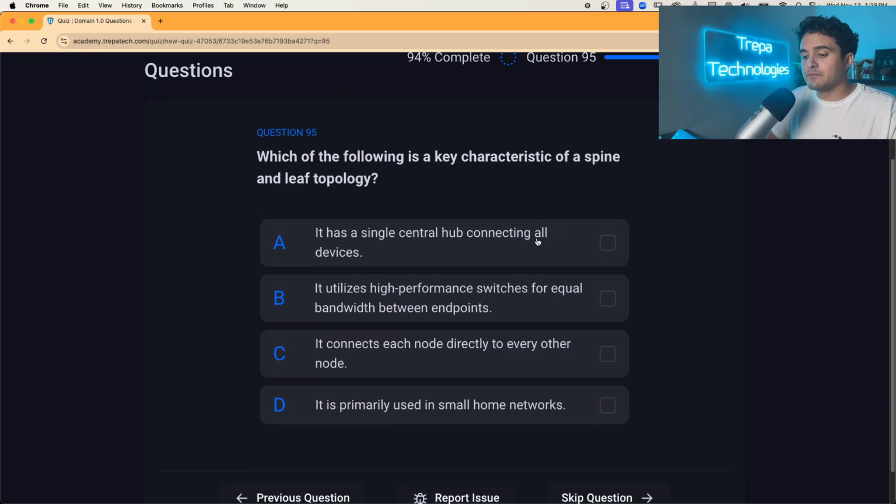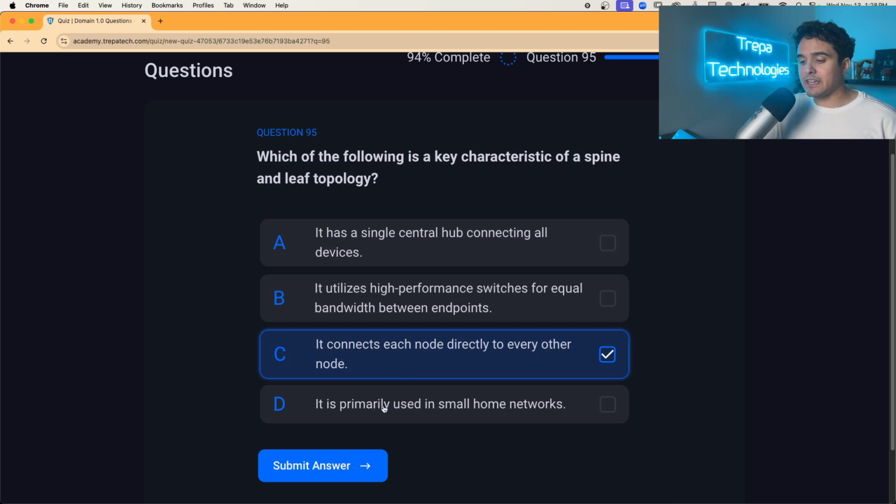Question 95. Which of the following is a key characteristic of a spine and leaf topology? So spine and leaf, used in data centers, used a lot in SDN greenfield deployments, where we're building SD access, that fabric from the beginning. We want a spine and leaf topology. It allows for consistent latency, high speeds, and it allows for high redundancy without the need for spanning tree protocol, without the need for worrying about switching loops. That's how it's supposed to be. So we're going to go with C. It connects each node directly to every other node.